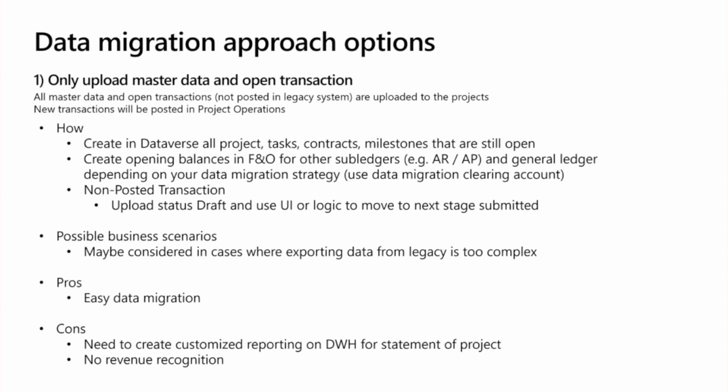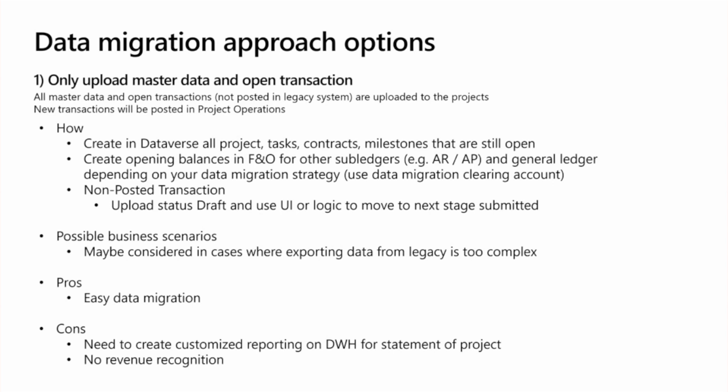And typically those opening balances, you would be uploading them using a data migration clearing account. As the last step, we're just going to upload all non-posted transactions. So if we already had some time records which were submitted and approved, we're going to upload them first in status draft. And then either we're going to use the user interface for bringing them into the status approved, or we're going to use some logic that we can write for moving them into the next stage.